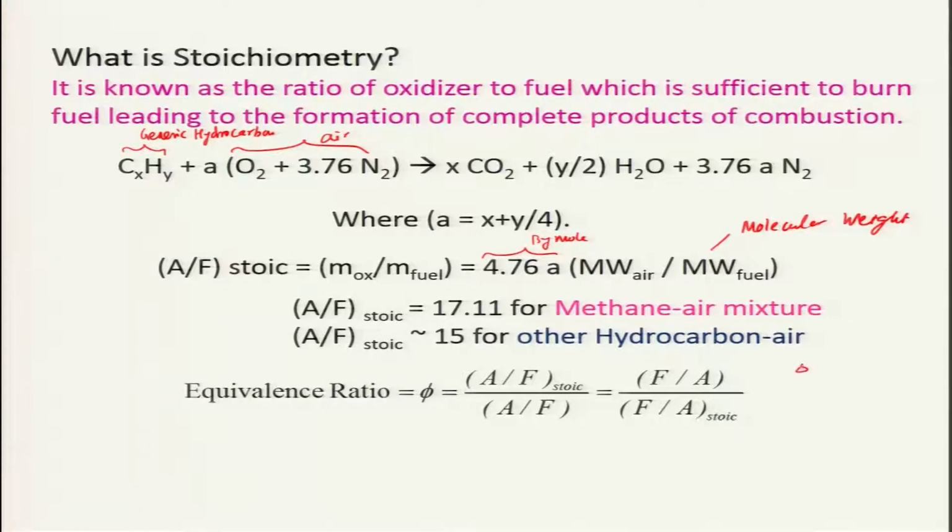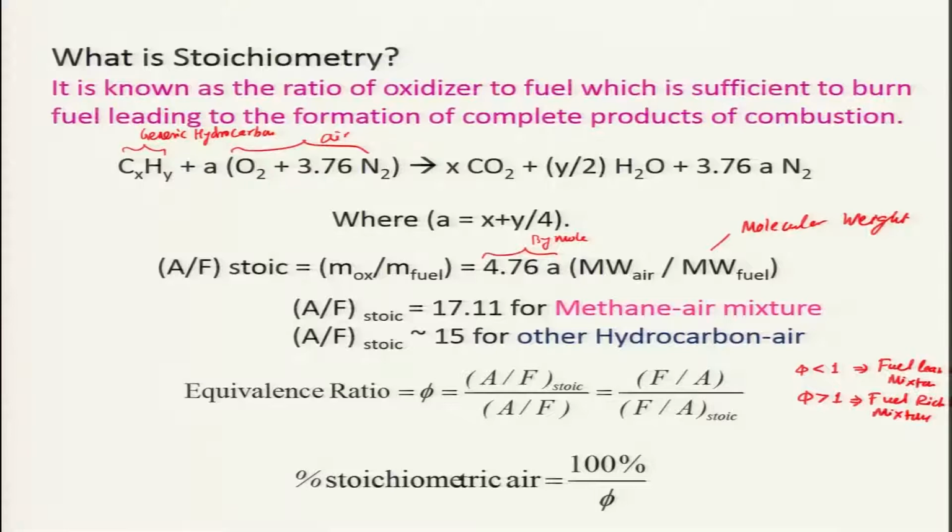If phi is less than 1, this implies a fuel lean mixture. If phi is greater than 1, this basically implies a fuel rich mixture. And you can also find out the percentage of stoichiometric air. This is nothing but 100 divided by phi, that is the percentage you will be having.